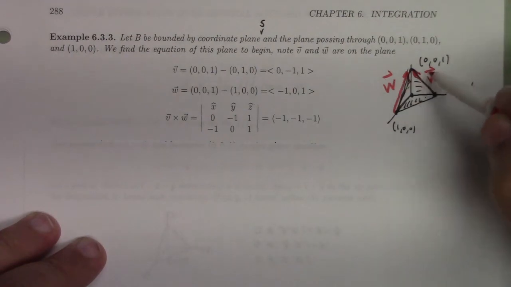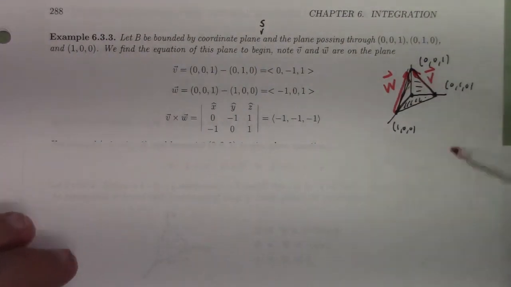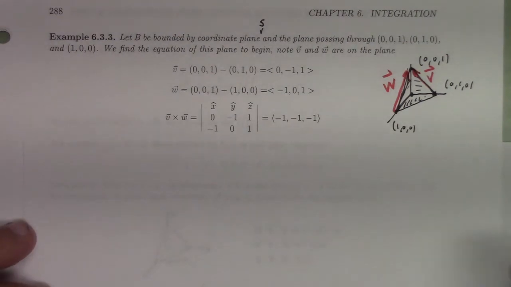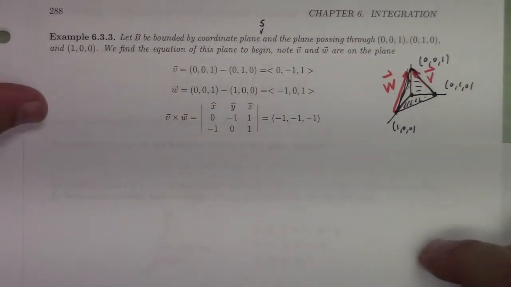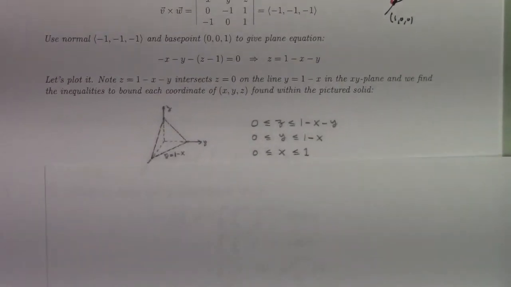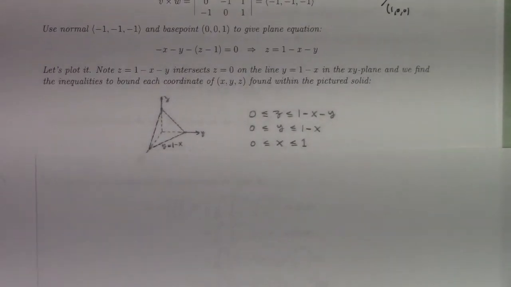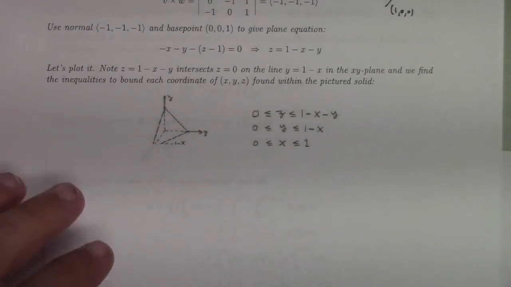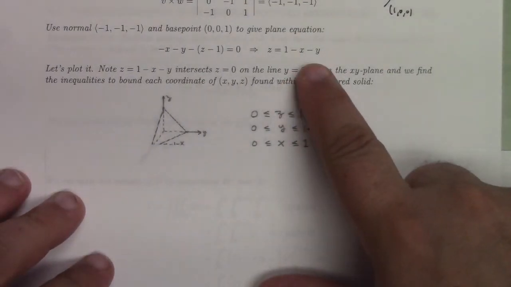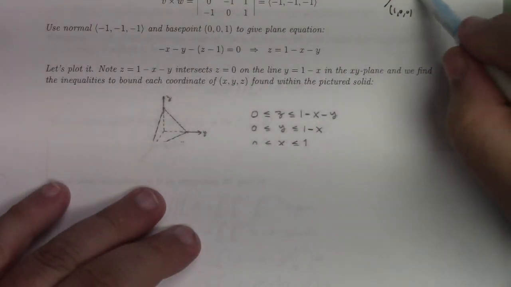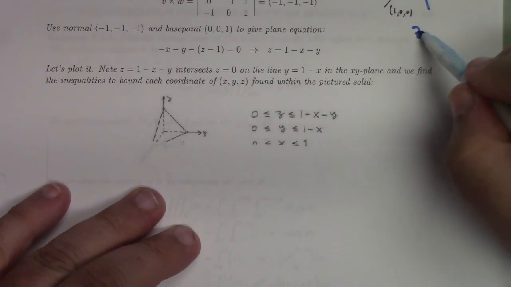If we take the cross product of V and W, that gives us the vector which is perpendicular to that triangular slice of the plane. So that's a normal to the plane. In other words, the plane that we're dealing with here is x plus y plus z equal to 0, or excuse me, equal to 1. Or you can solve it and get z equals 1 minus x minus y. That's an equation for the top faceplate of this, if you will.